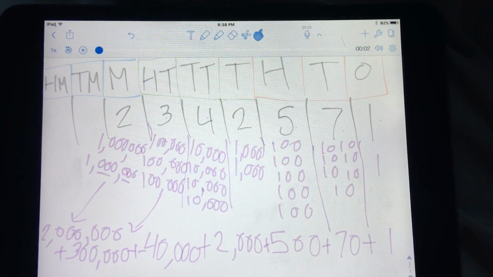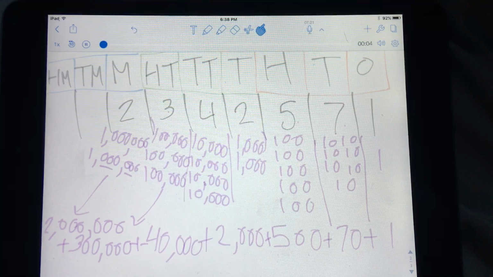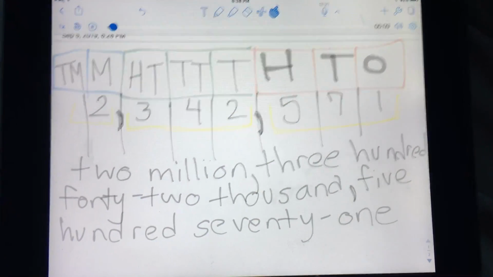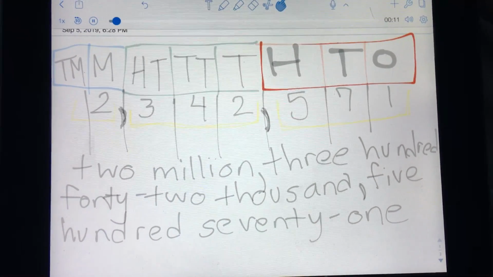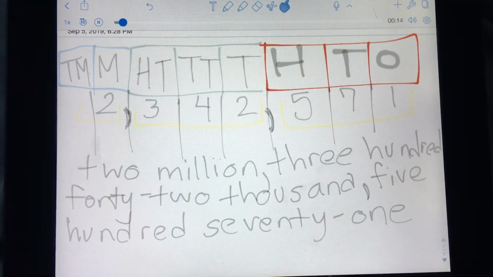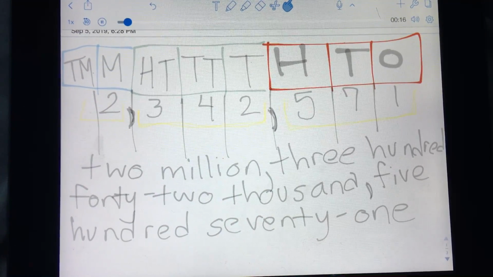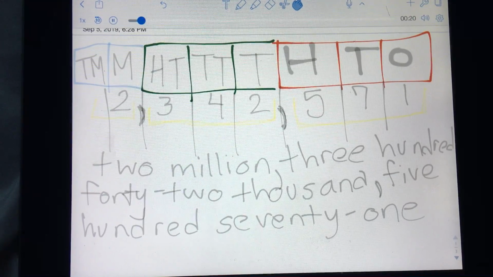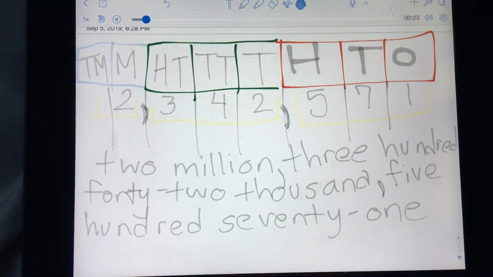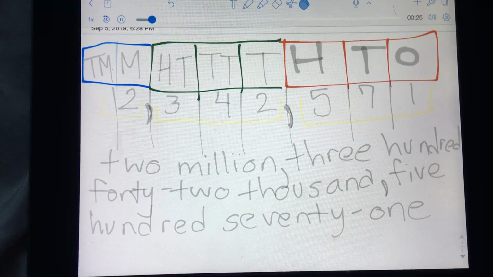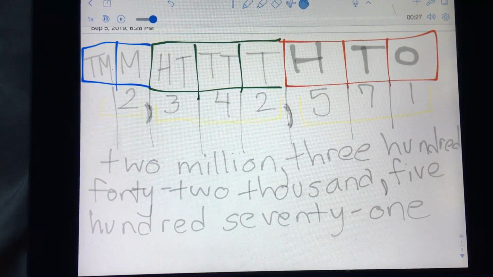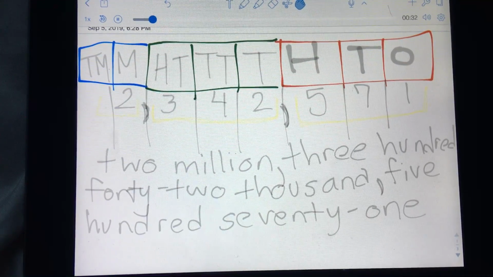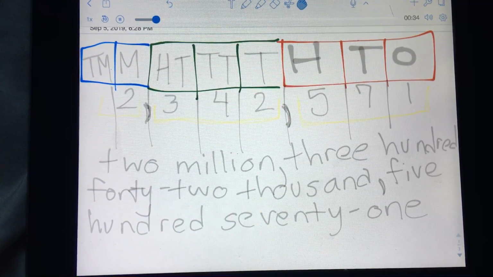Okay, so today's video is to help you with expanded form, word form, and standard form. So like always, if you are having trouble, I would recommend making a place value chart. I like to do it in different colors so that you can see the periods really clearly. So I'm going to make one more for the millions, and I'll go ahead and just have two over there. Okay, so let's go ahead and label our place values.